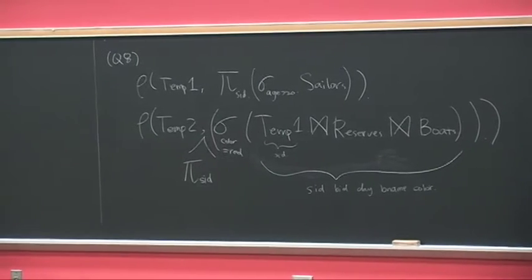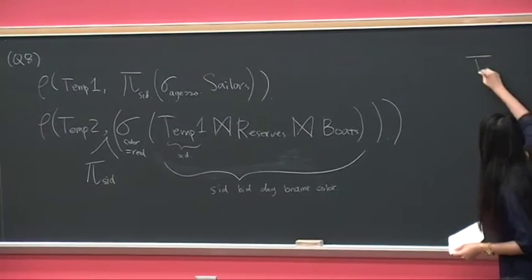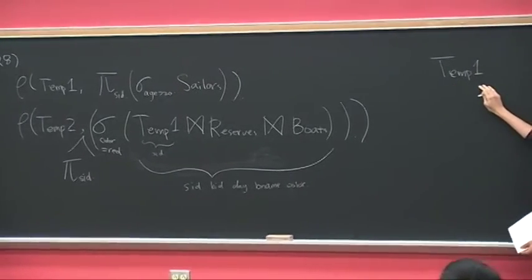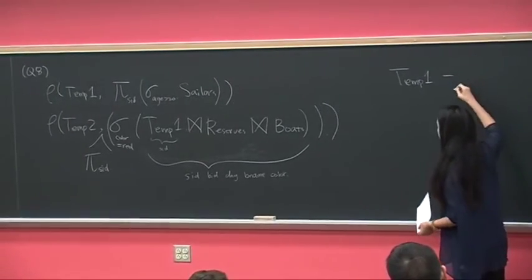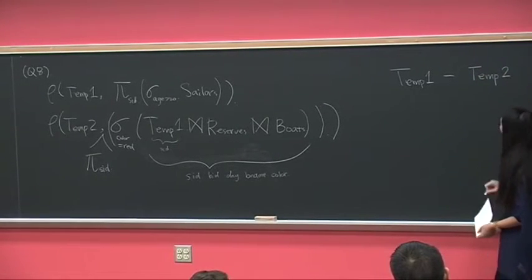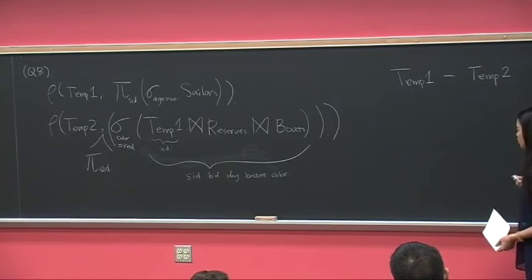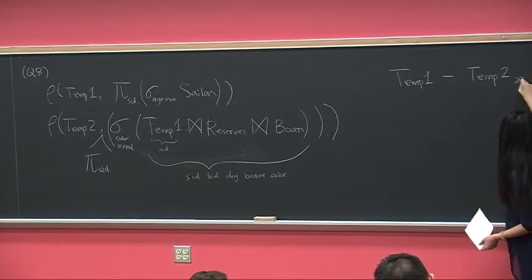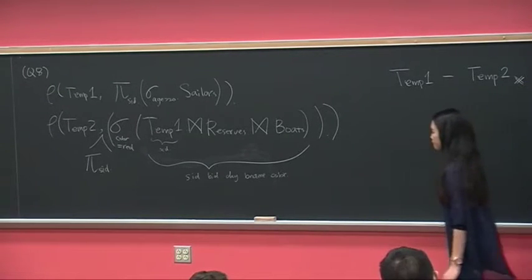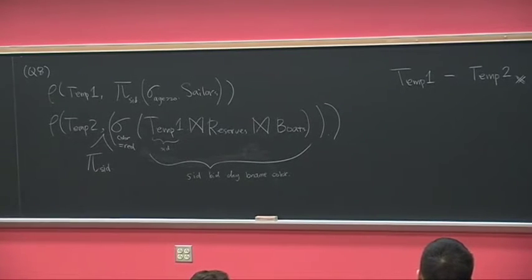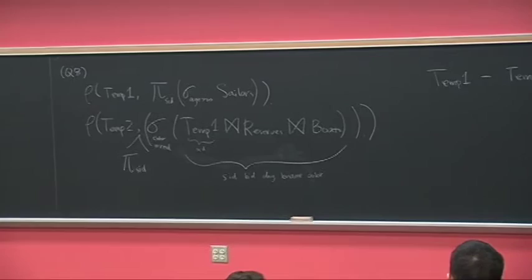So let me write the result. The final answer will be for all of the sailors older than 20 years old, take a set difference on those who are not only older than 20 years old, but also reserved a red boat. So that's the answer. Anyone still need the left part?